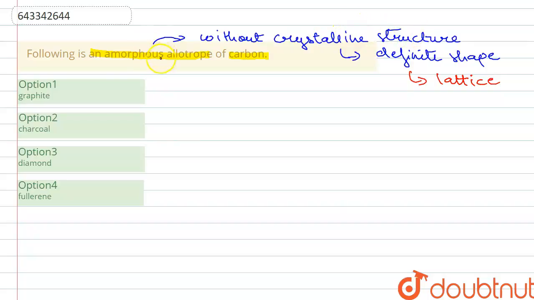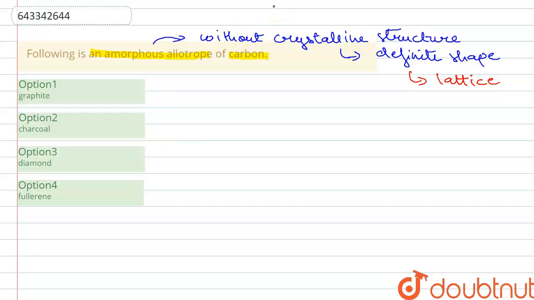But amorphous substances do not have a definite shape or structure, and they do not have a definite lattice. So they do not have a crystalline structure. That is the meaning of amorphous.